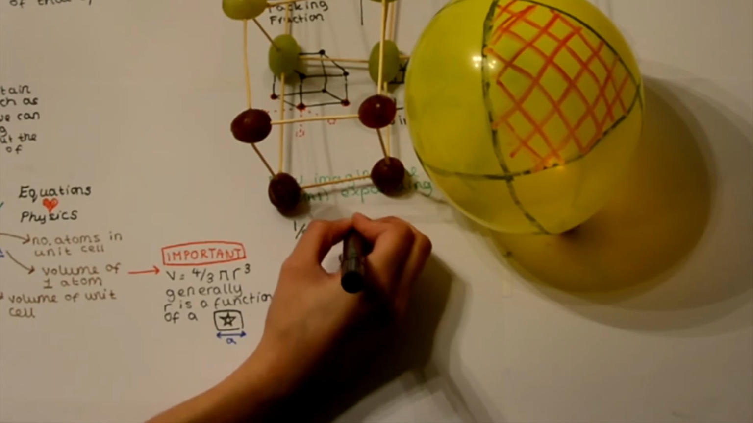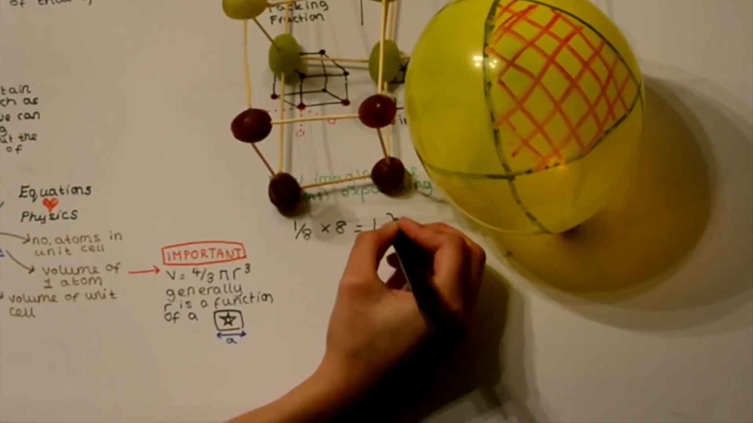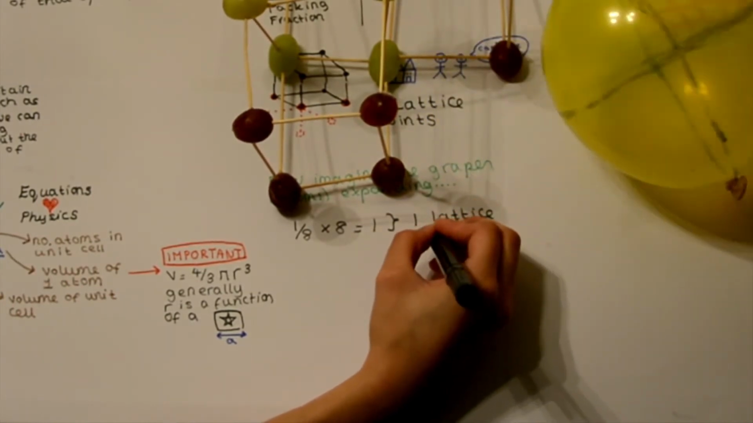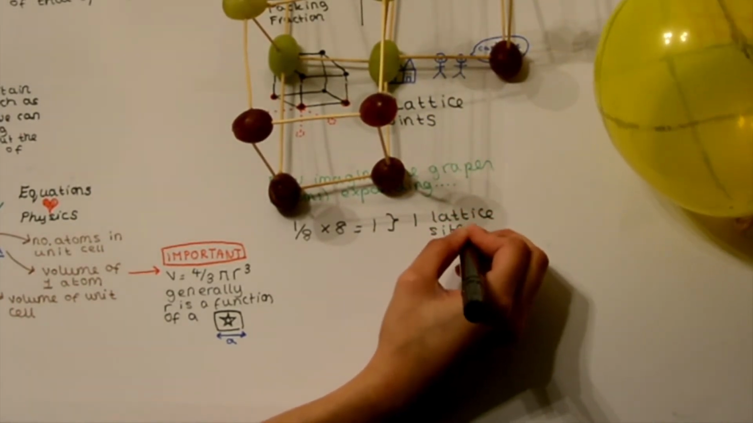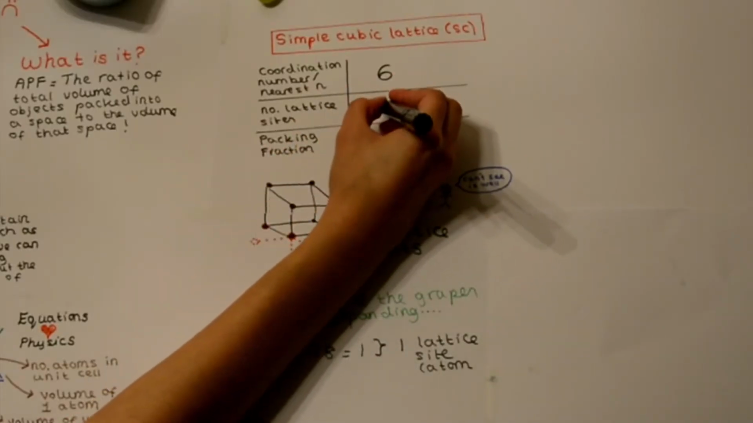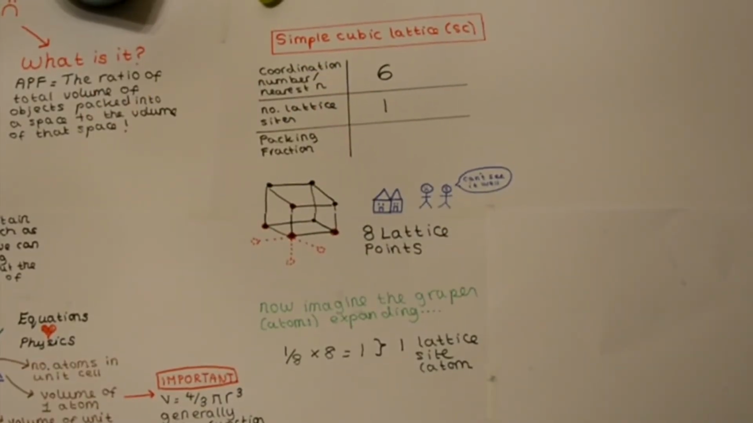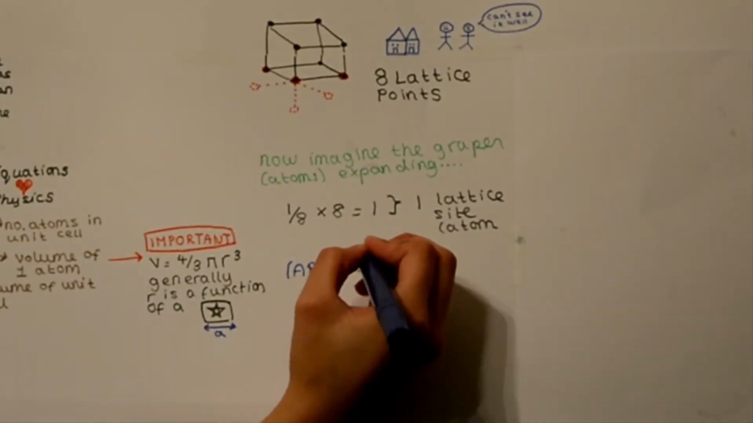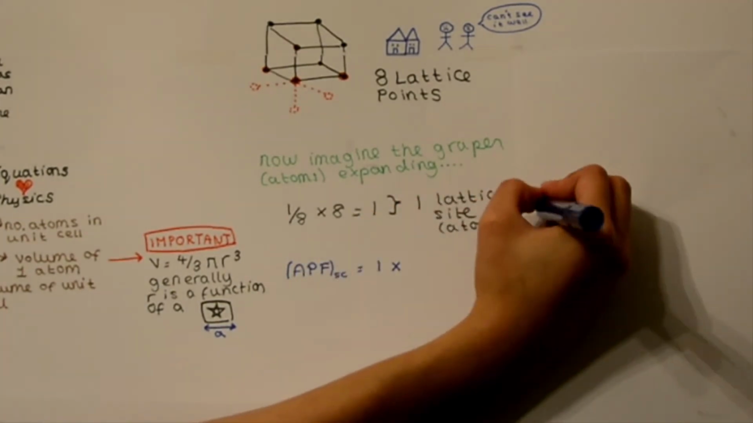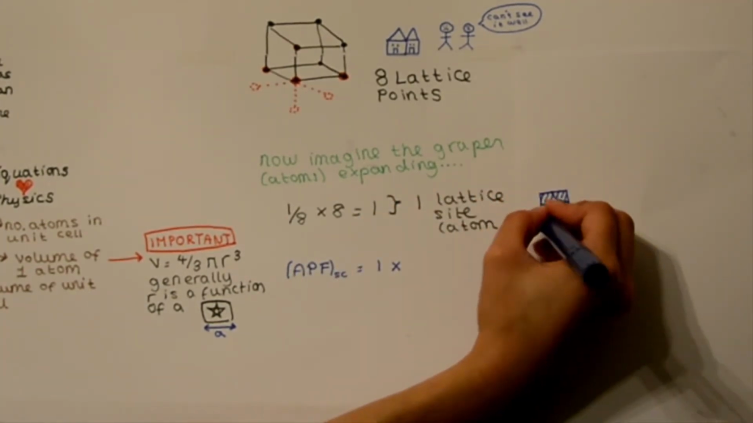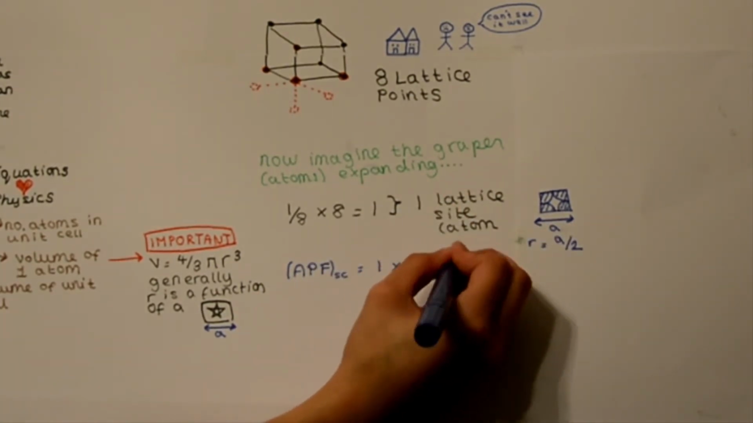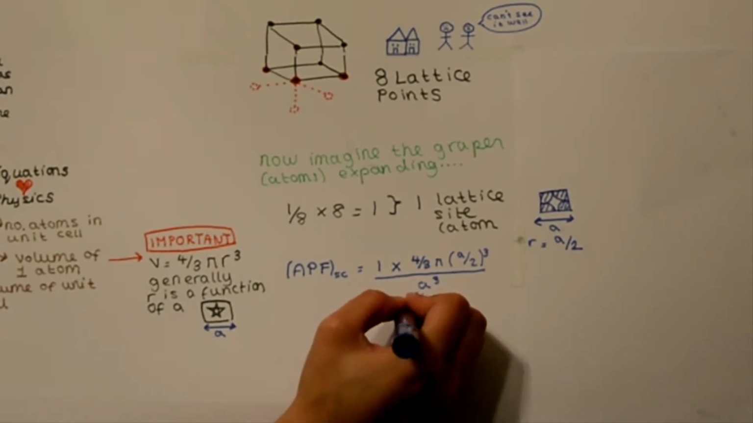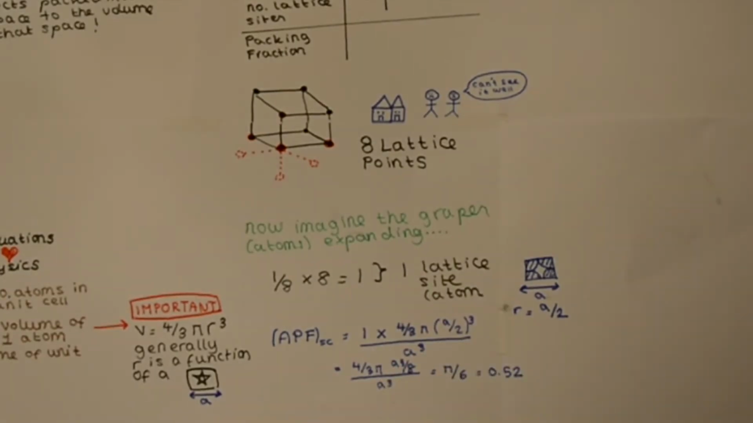We can now find the number of lattice sites. We know that each atom contributes 1/8 of its volume to the unit cell. We also know there are 8 lattice points. So by doing some simple maths, 1/8 times 8 clearly gives us 1, which is the number of lattice sites. This means that only one sphere can be packed into an SC unit cell. In order to find the APF, we will use the equation we saw earlier. To find the volume of the sphere, we need to know its radius. We can find this by taking a cross-section of the lattice. The radius is a lattice parameter A over 2. We find the APF to be 0.52.